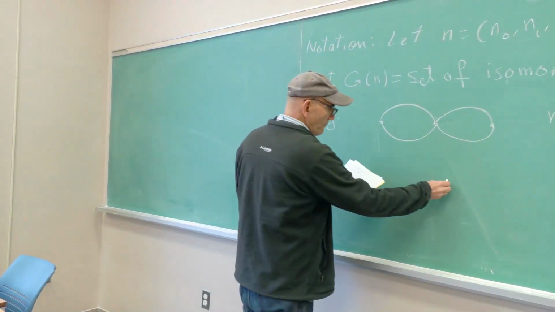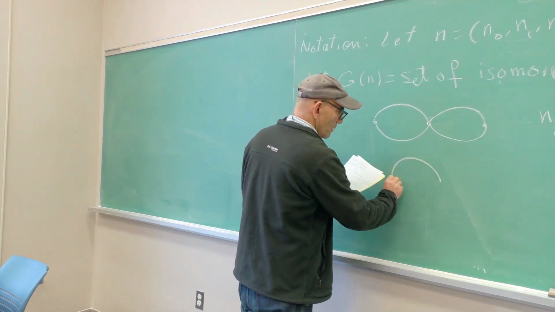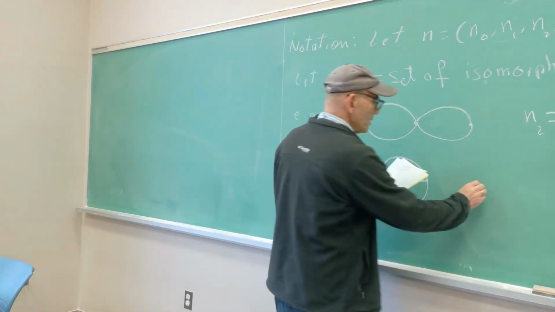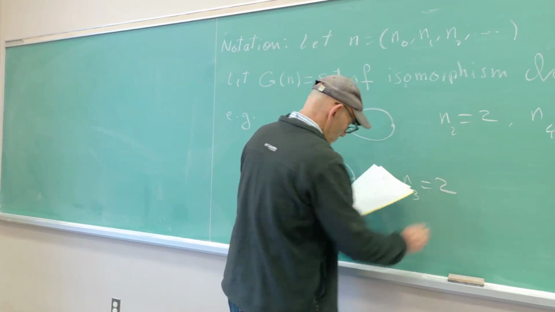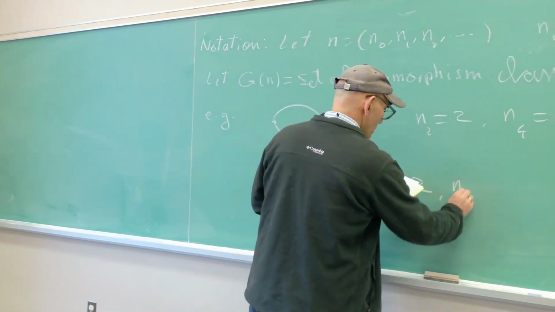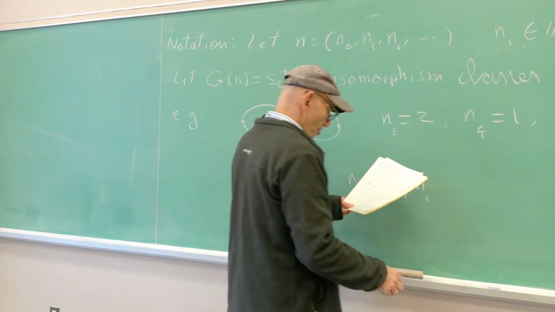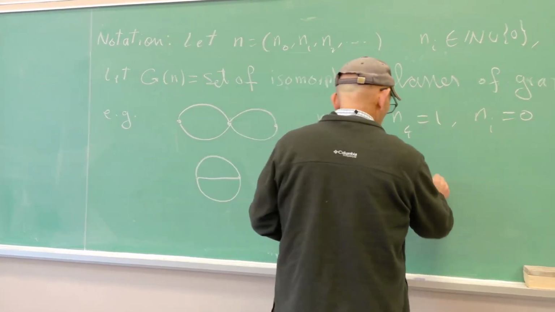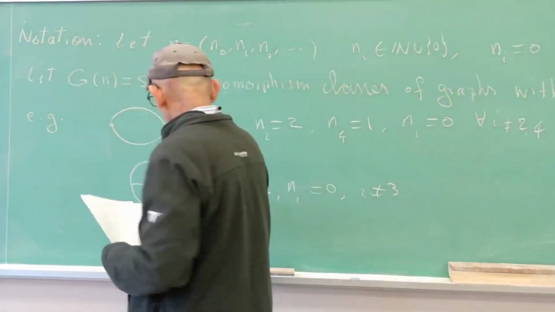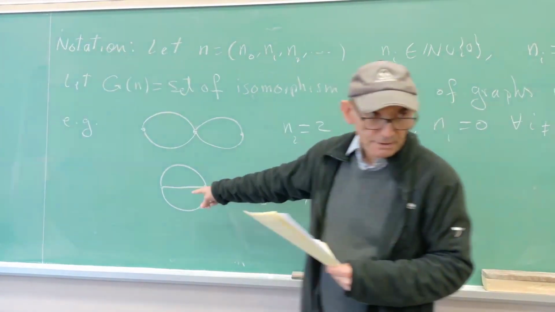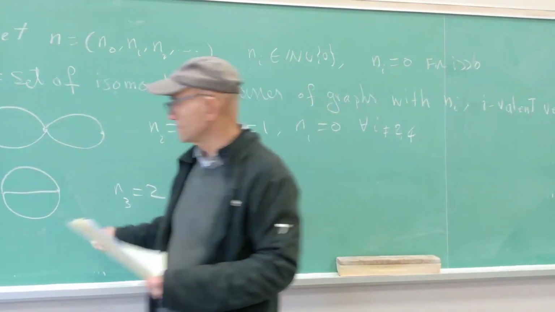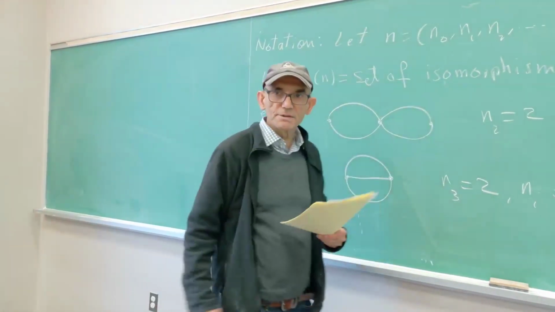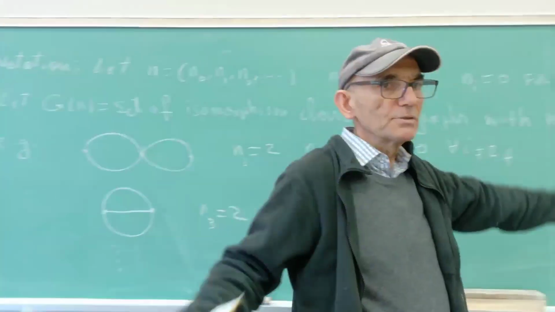Another example, the theta graph. This. So here n_3 is equal to 2, n_i is equal to 0 for all i different from 3. We have two trivalent vertices, and there are no other vertices. So this is the theta graph. I mean, then you can construct a lot of examples. Any graph that you can imagine, you get.